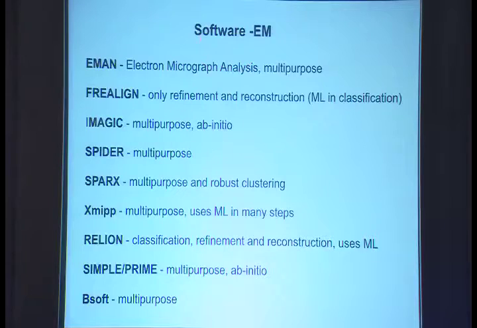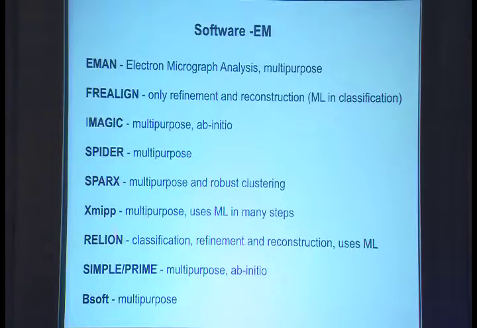So I just thought I would put this slide up. There are a lot of software packages which you can use. There is EMAN, which you use. There's FREALIGN, which does only refinement and reconstruction by conventional maximum cross correlation, but in classification it uses maximum likelihood. Then you have EMAGIC, which you will learn about tomorrow, Friday, and then later. Then Spider, which I think is not being used by a lot of people now. But you have SPARX, which is, I think, a derivative of Spider.